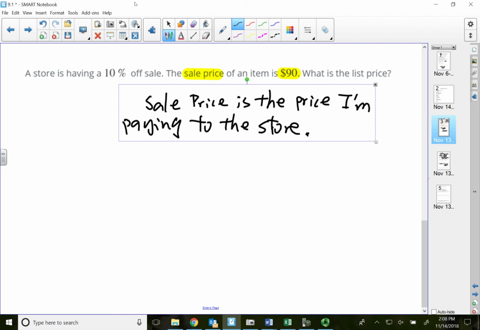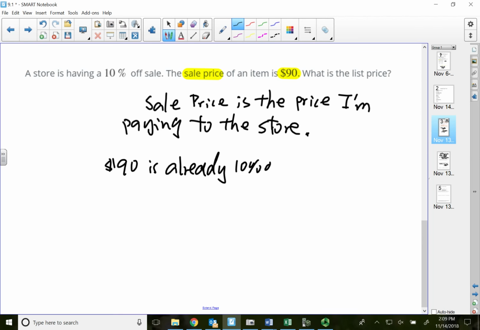So that being said, this $90 is what I'm going to pay. Okay, so that means this $90 is already what? The sale price $90 is already 10% off. So if I do $90 times 0.1 and get 9, that will be very wrong. Because I'm not getting 10% off of the 90. I'm getting 10% off of the list price. Okay? So that's why this problem is a little bit strange.